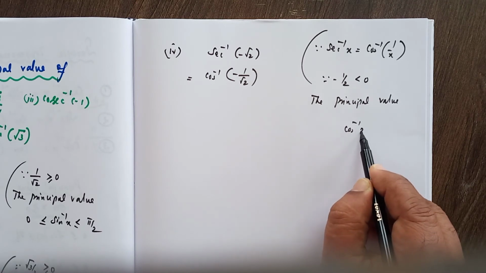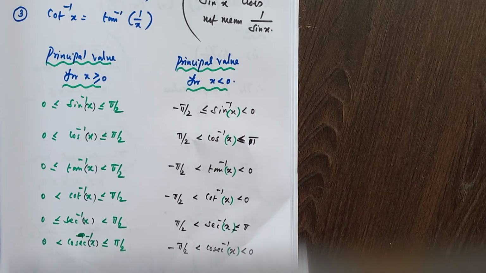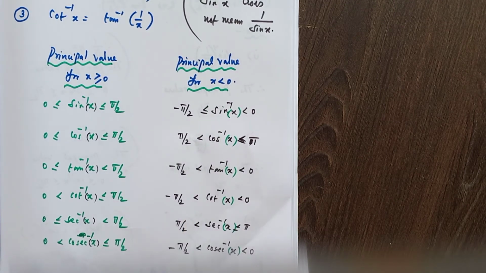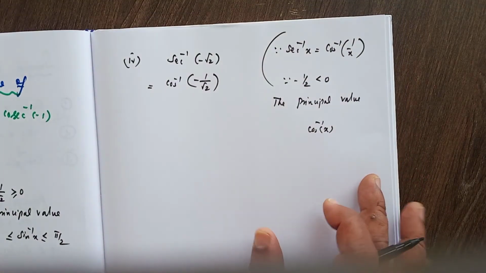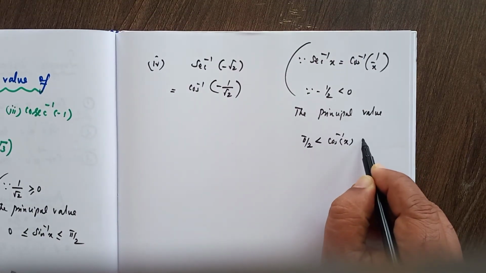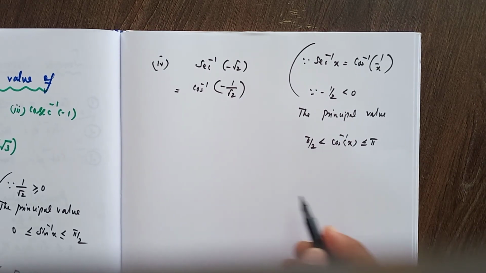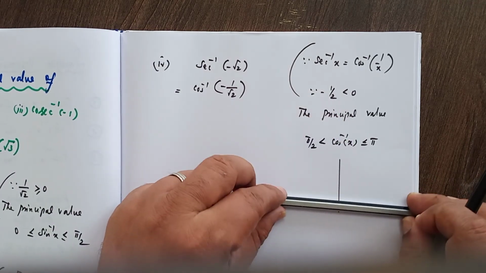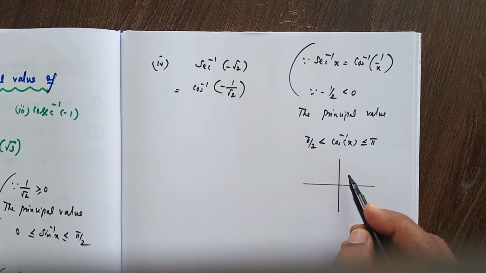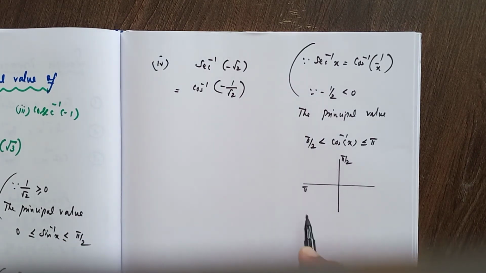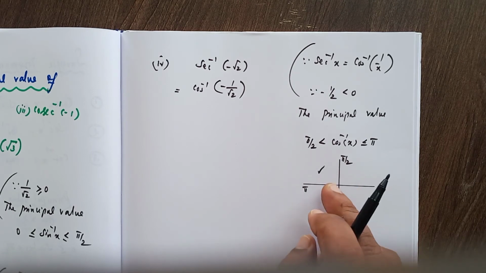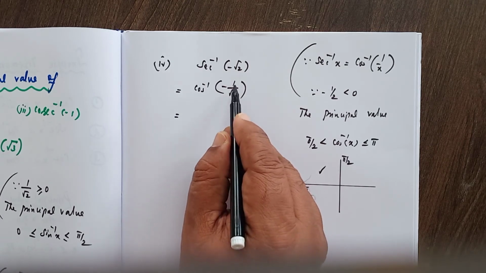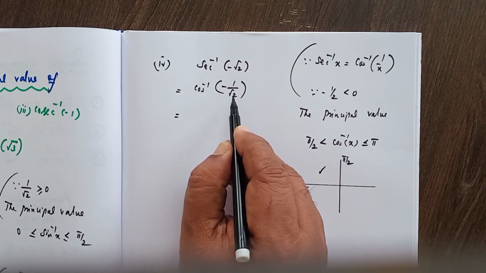for cos inverse of x. Look at that, x less than 0, cos inverse of x, 90 less than, here less than or equal to 180. So 90 to 180, that is in the second quadrant. Here 90, here 180. So the principal value must be in this quadrant. Okay. If cos inverse is positive, that is 1 by root 2, you can write 45 degree.